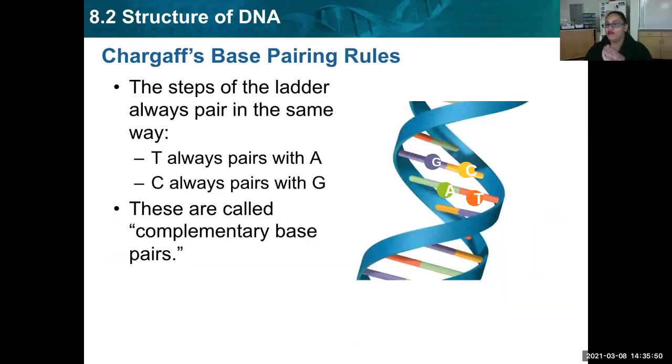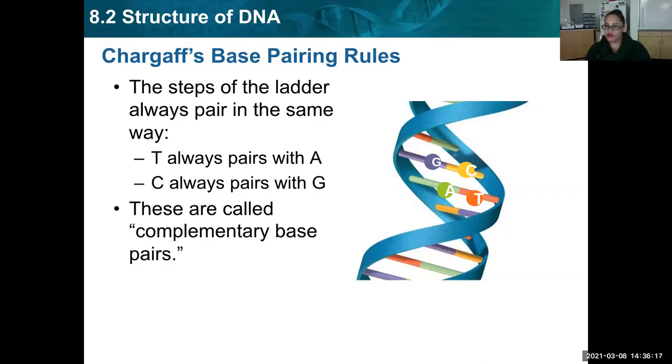And Erwin Chargaff is another scientist who is credited for discovering some of the structure of DNA. So they named the rules after him, the base pairing rules. So the steps of the ladder always pair the same way. T always pairs with A, and A always pairs with T. And then C and G always pair together.